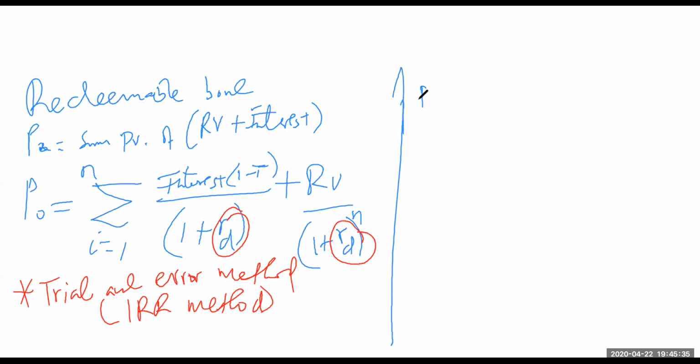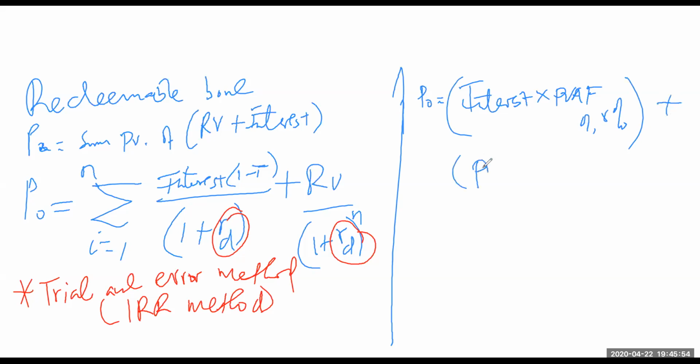Here, P naught will be equal to the interest you'll be getting. Don't forget this interest is an annuity, times the present value annuity factor, n years R%. Don't forget the R is your trial, plus the present value interest factor, n years R%, multiplied by the redemption value. I think you've done this already together.